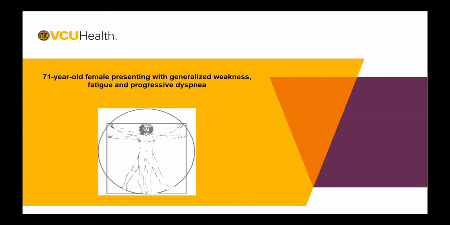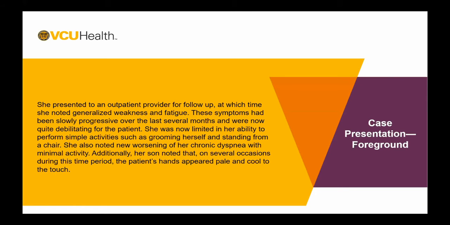So the case today involves a 71-year-old female presenting with generalized weakness, fatigue, and progressive dyspnea. I'm going to borrow an organizational scheme from one of my mentors over at the VA, Dr. Pat Fadden, who likes to use a foreground and background approach to organize a patient's presentation. Our patient presented to an outpatient provider for follow-up, at which time she noted generalized weakness and fatigue. These symptoms had been slowly progressive over the last several months and were now quite debilitating.